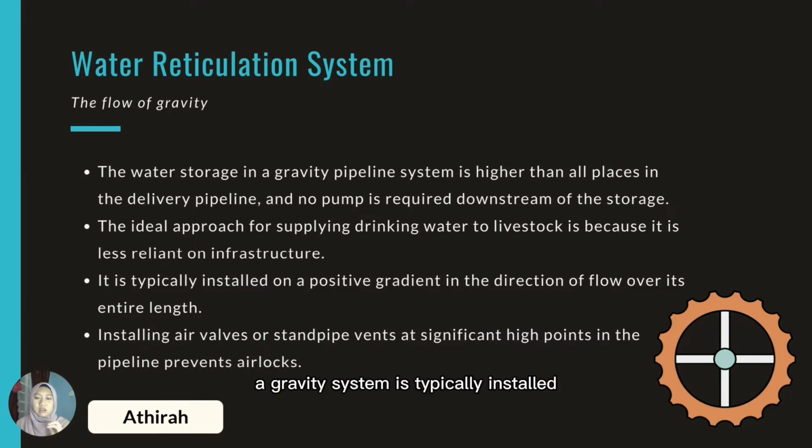This is the ideal approach for supplying drinking water to livestock because it is less reliant on infrastructure. A gravity system is typically installed on a positive gradient in the direction of flow over its entire length. Installing air valves or standpipe vents at significant high points in the pipeline prevents airlocks. If the pressure is too low, the air valve will not function.